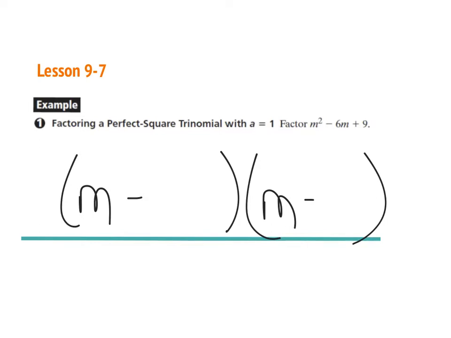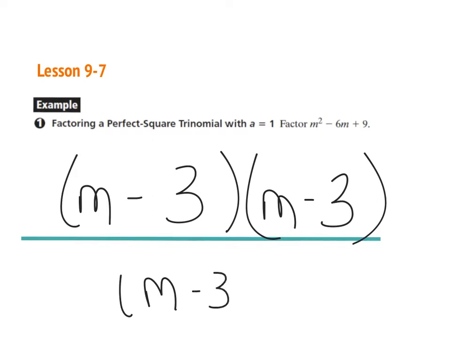Now, numbers that, when multiplied together, give us 9 and add up to 6 are 3 and 3. And what you see here is that we have the same thing. So we can rewrite that as m minus 3 quantity squared. So guess and check works for this. The point is that you want to start picking up on those patterns.